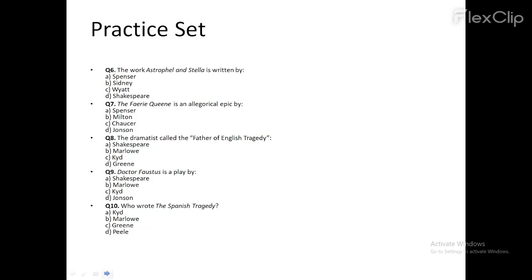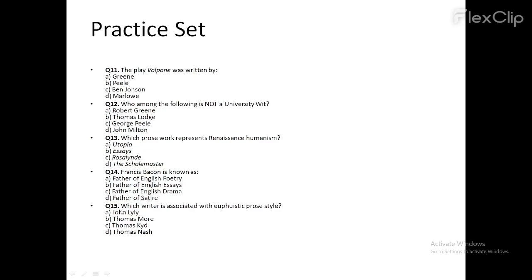Next question is, the work Astrophel and Stella is written by, I discussed while presenting my ideas on our slide. Spenser, Edmund Spenser. Option A. Fairy Queen is an allegorical epic by whom? Edmund Spenser. Option A once again. Dramatist called father of English tragedy. It is Christopher Marlowe. Dr. Faustus is a play by whom? Christopher Marlowe. Who wrote Spanish Tragedy? Thomas Kyd wrote Spanish Tragedy.